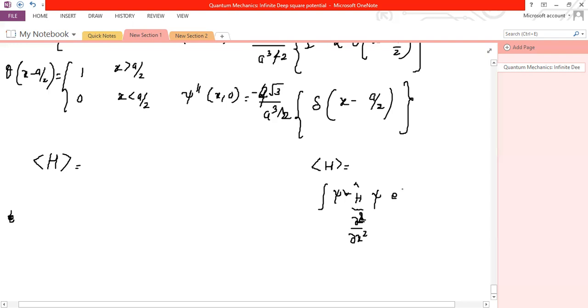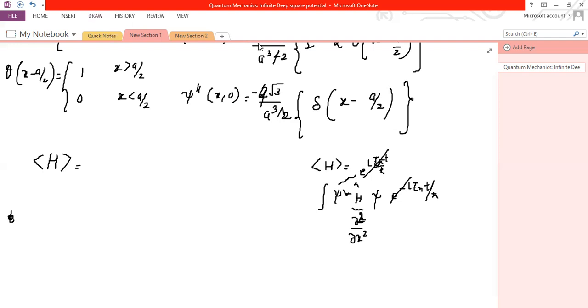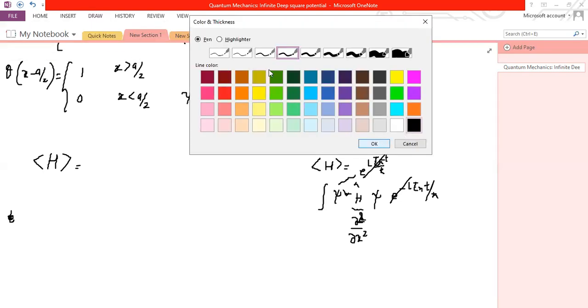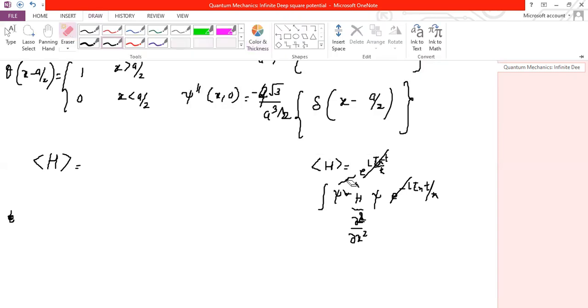But if I multiply the time factor here, then in psi star this time factor will become e raised to power iota E t upon h bar, and this cancels out. So even if I evaluate everything at time t equal to 0, things won't change. Therefore, the expectation value of the Hamiltonian, or the average value of the energy measurement, would be equal to what?